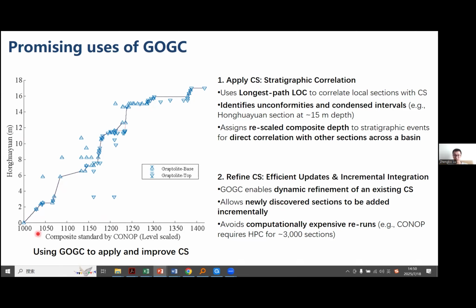composite standard. Also, we could use the GeoGC to refine the existing CS when sometimes we have some newly discovered sections. For example, we can also generate a line of correlation like this so that we can add the new event from the sections into our composite sequence. And this process can avoid some computationally expensive reruns. Like for the CONOP, it requires a high performance computer to do when you have so many thousands of sections in your dataset.